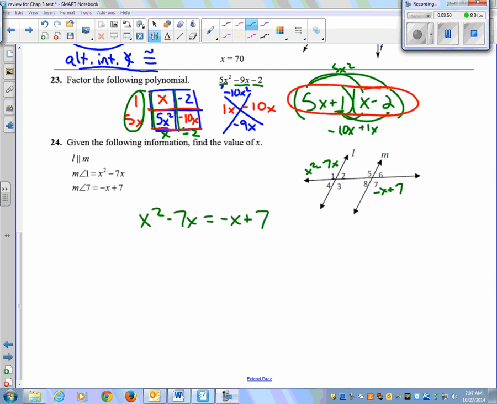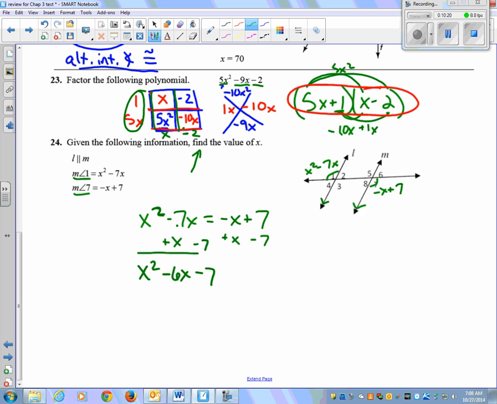Okay, so given the following information, if we know L is parallel to M, then we're given angle 1 and angle 7, and these are alternate exterior angles, so I know they're congruent to each other, so I can set them equal. Here's my equation. It has an x squared in it. This is why we need our factoring. So we're going to get everything to one side, add x to both sides. X squared, negative 7 plus 1 is negative 6x, and we'll subtract 7 from both sides and get everything equal to 0.